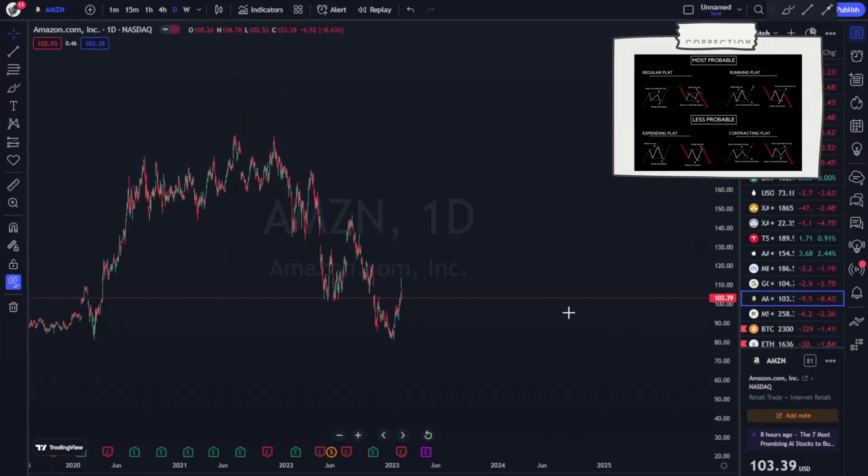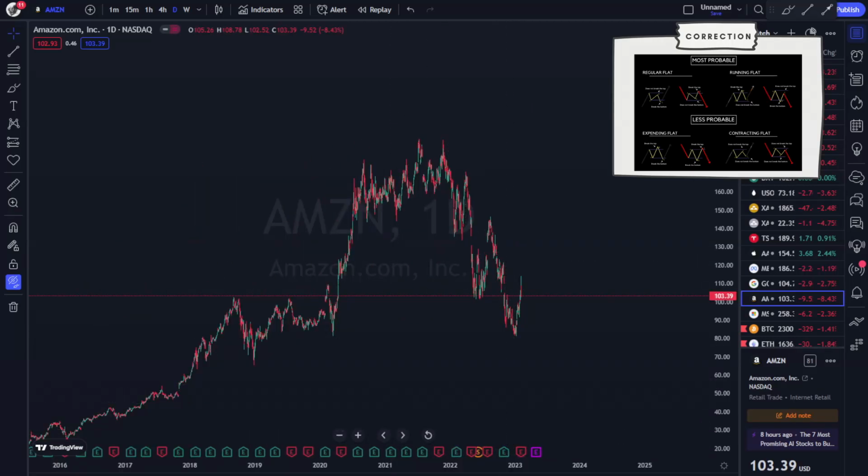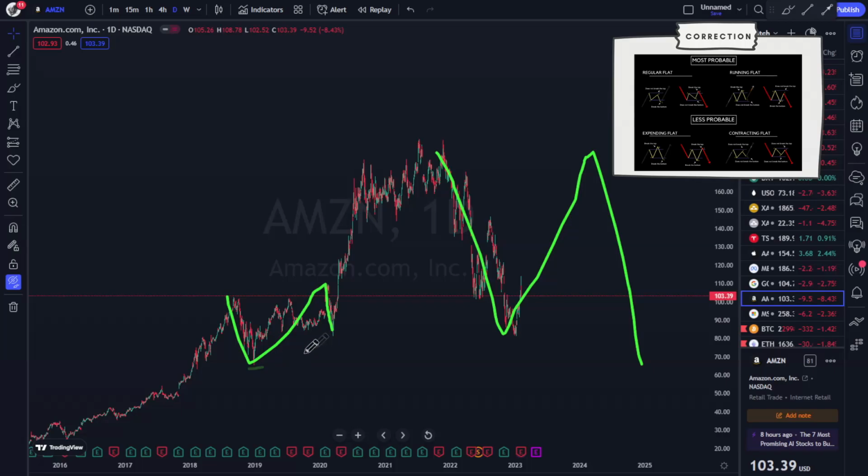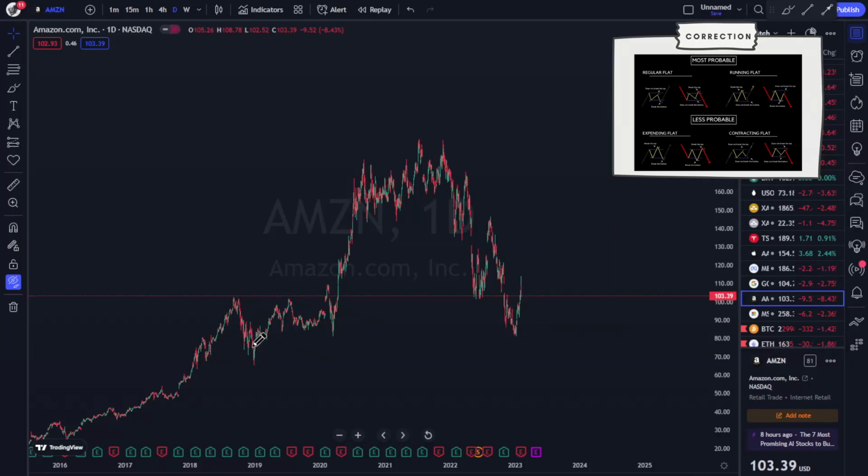Now Amazon, same thing, but this one also you have this potential running flat, just like Apple. So you can go down, break the low before going up for that B wave. But this one we're also looking for an ABC, most likely a regular, but sometimes you can see a running flat like this one, for example. But yeah, most likely we're looking for something similar to that.